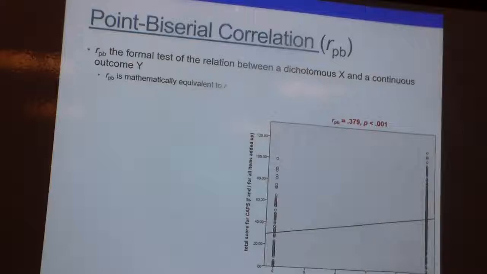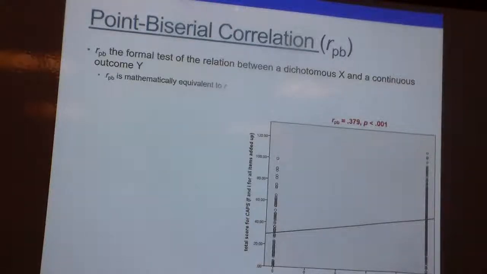All right. I want to talk about point-biserial correlation. Point-biserial correlation tests the relation between, remember, a dichotomous X and a continuous outcome Y. Okay? So if I have a truly dichotomous variable and I want to look at its relation with my continuous outcome, I'm technically calculating a point-biserial correlation. A point-biserial correlation is mathematically equivalent to a Pearson correlation. They're the same thing. They're interchangeable.